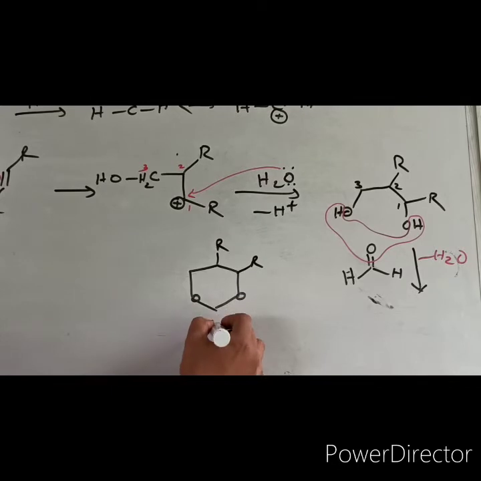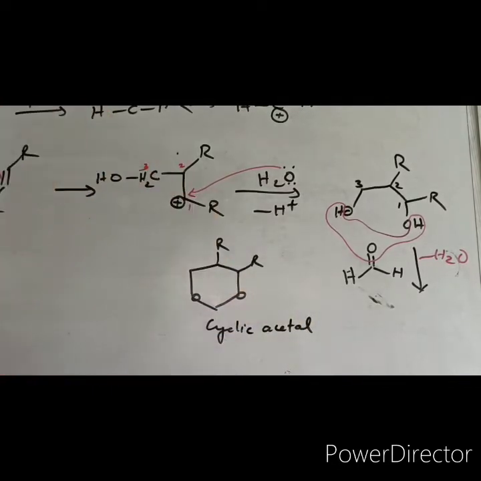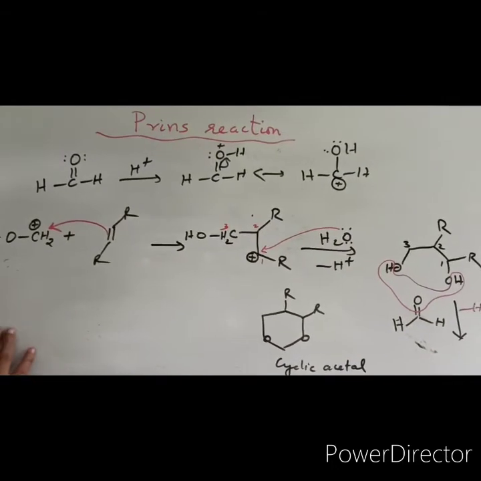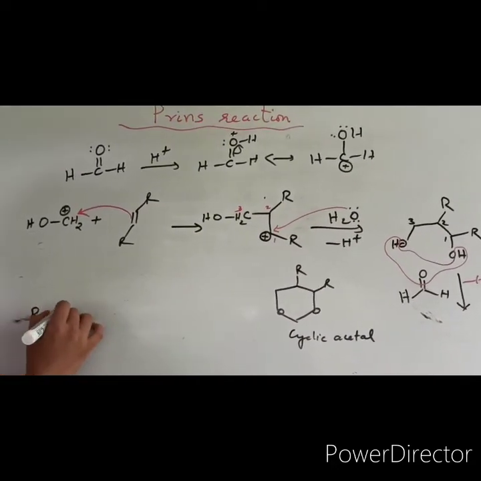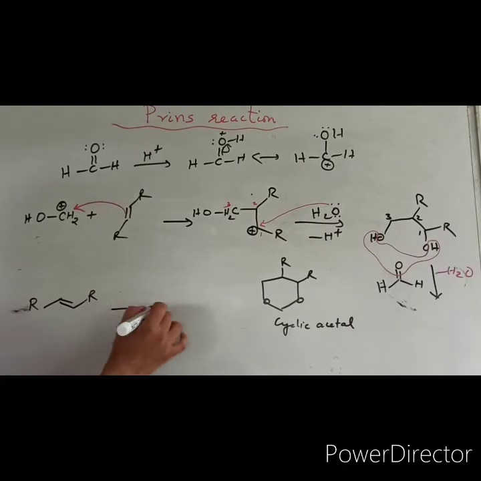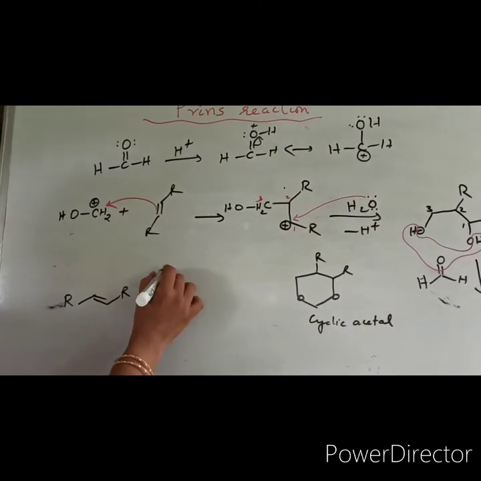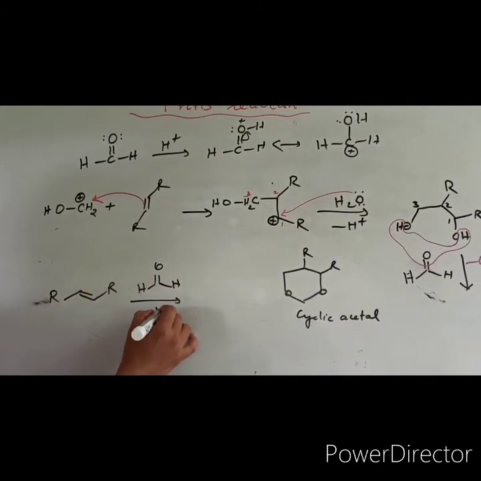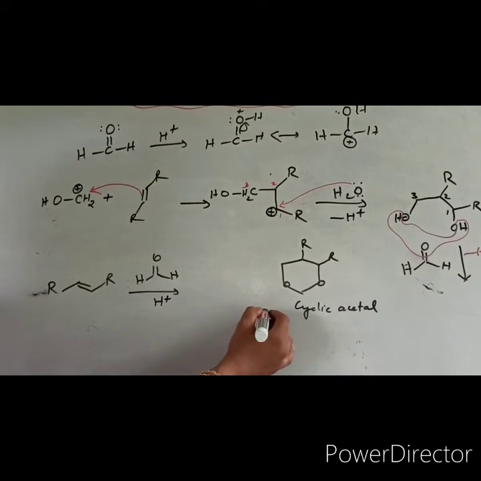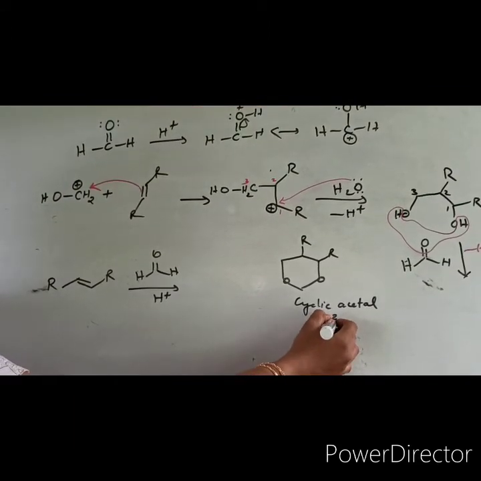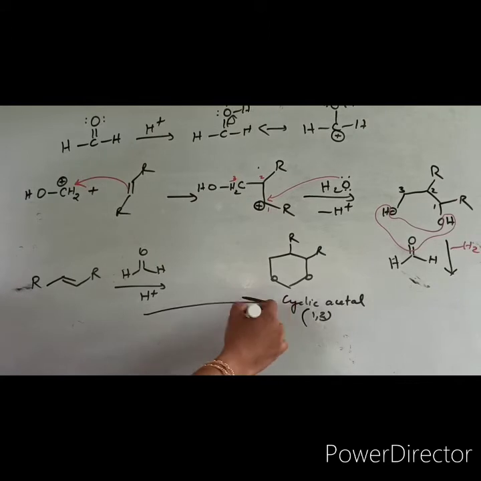So this is the cyclic acetal. So a Prince reaction is a reaction of an alkene, cis or trans, whatever it may be, in the presence of formaldehyde and acid to form a cyclic 1,3 acetal. So that is called the Prince reaction.